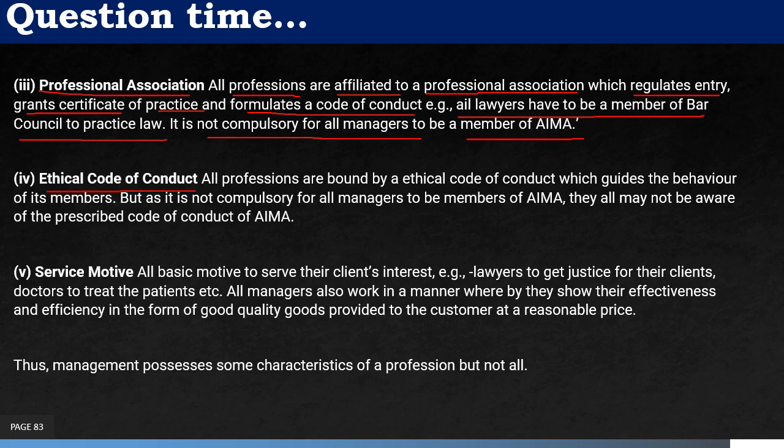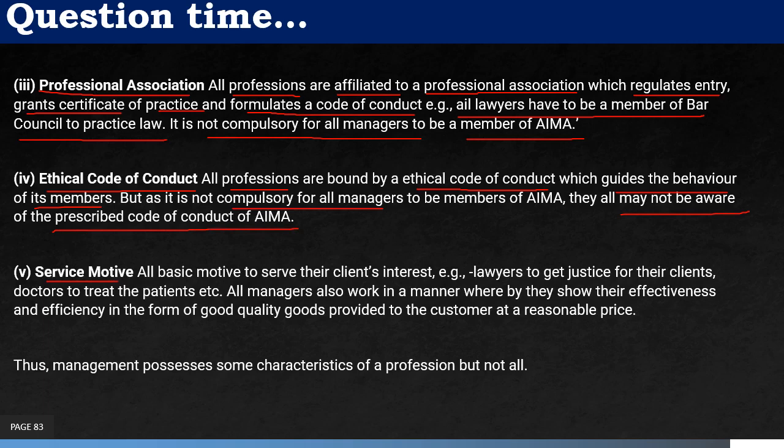Next comes ethical code of conduct. All the professions are bound by an ethical code of conduct, which means the way people behave, or it has some guidelines which guide the behavior of the members. But as it is not compulsory for all managers to be members of AIMA, they may not be aware of the prescribed code of conduct, and they need not follow it.